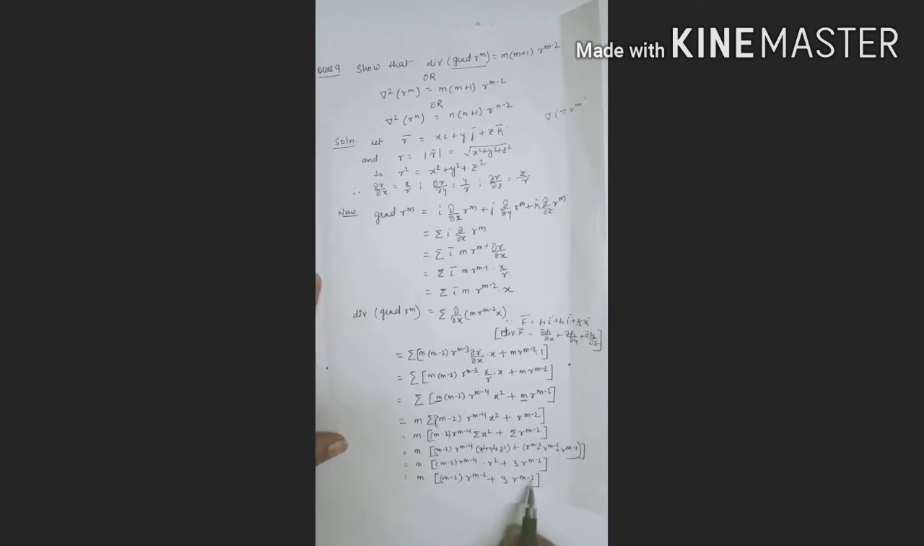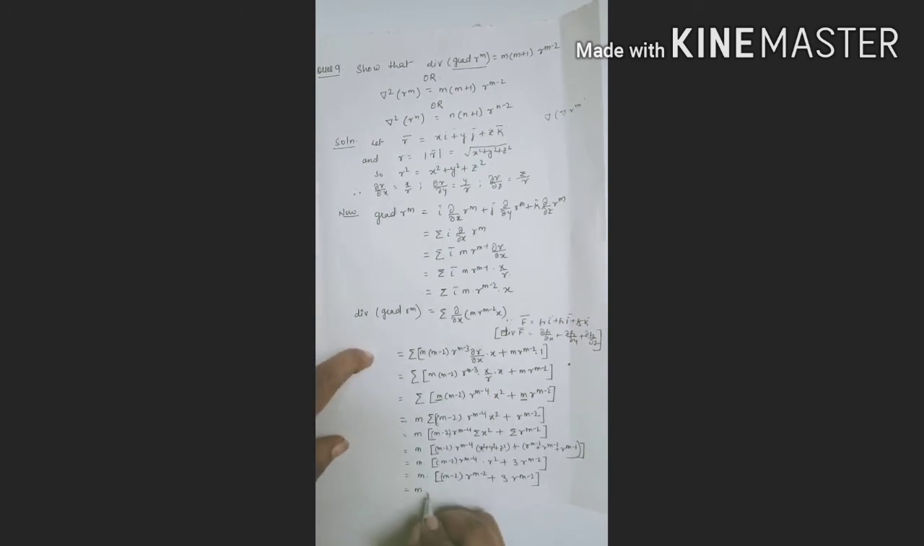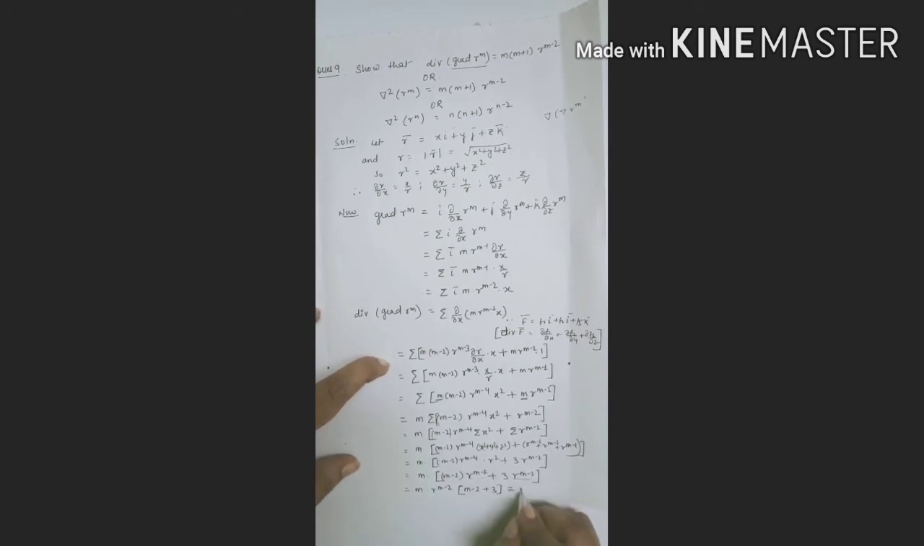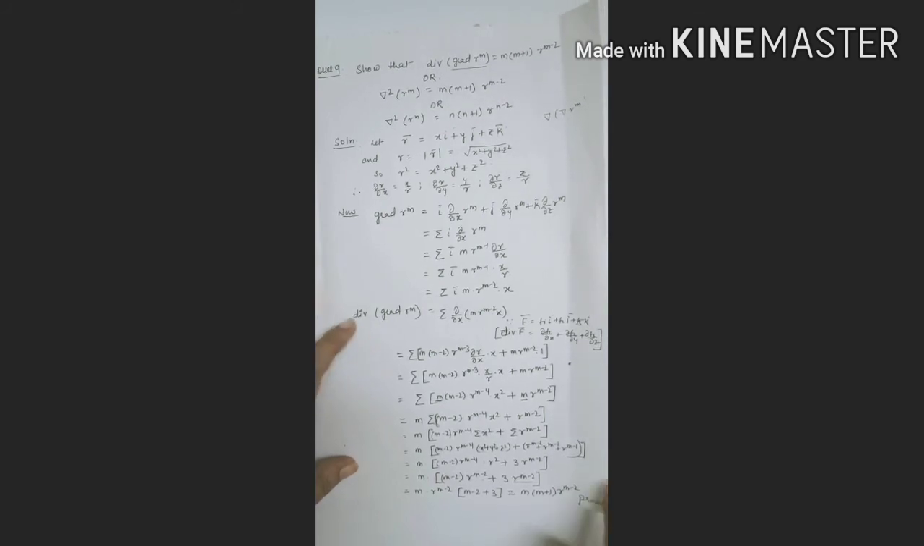Right? So since r to the power m minus 2 is common, take it outside. You are left with m minus 2 plus 3 inside, which is nothing but m plus 1. So you get m plus 1 into r to the power m minus 2, which you have proved.